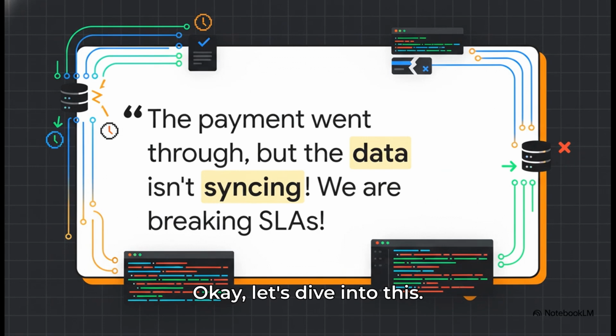Okay, let's dive into this. Just imagine a super frustrated customer escalating a ticket, typing in all caps. The payment went through, but the data isn't syncing. We are breaking SLAs. This perfectly encapsulates the high-stakes reality of modern software. Customers today expect 99.9% uptime, for sure. Service-level agreements are strict. When a critical workflow, like a payment processing or a new user registration breaks, technical support engineers, or TSEs, just cannot rely on multi-day escalation cycles to the core engineering team. You are expected to diagnose and solve these integration issues in minutes, not days.